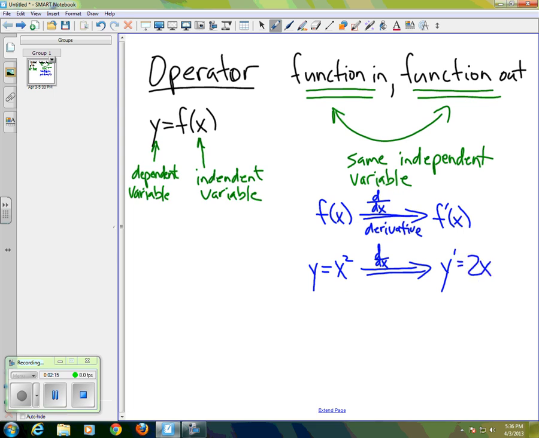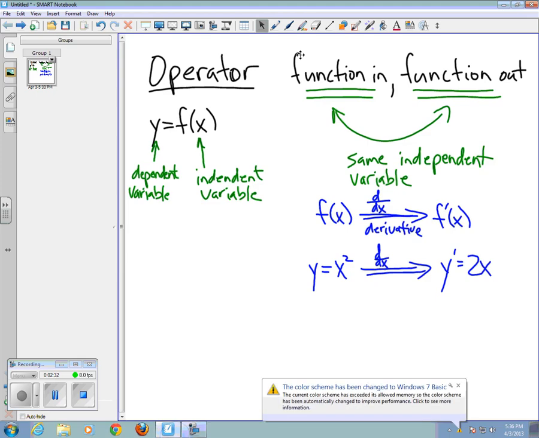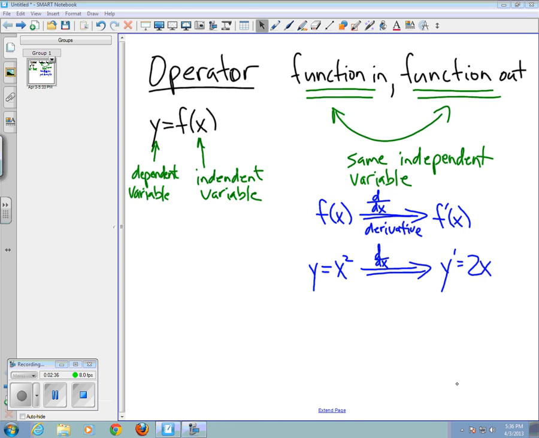So for the first function, the independent variable is x, the dependent variable is y, and then when we take the derivative, the independent variable is still x, the dependent variable is y prime now. Okay, so when we're dealing with an operator, function in, function out, both functions have the same independent variable.